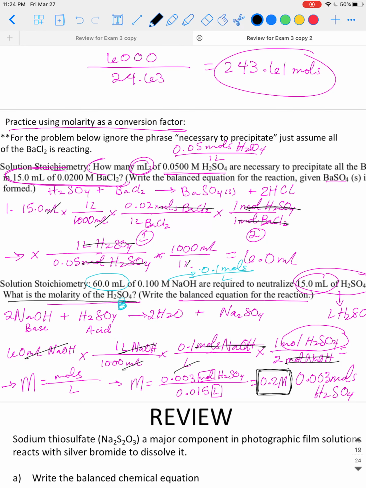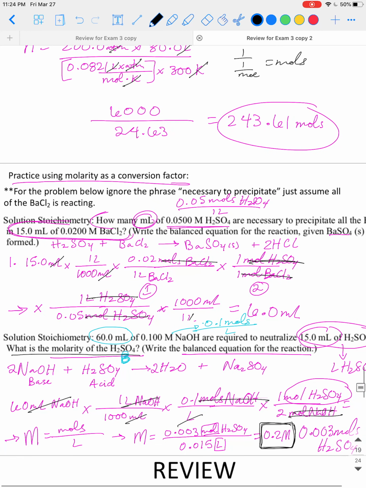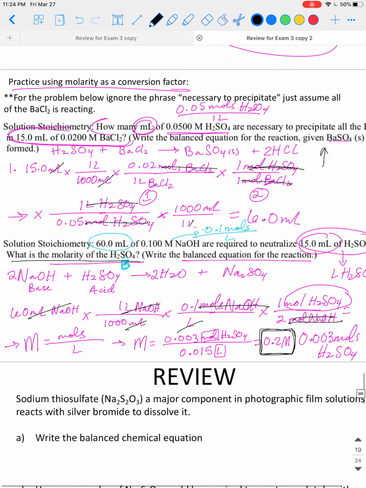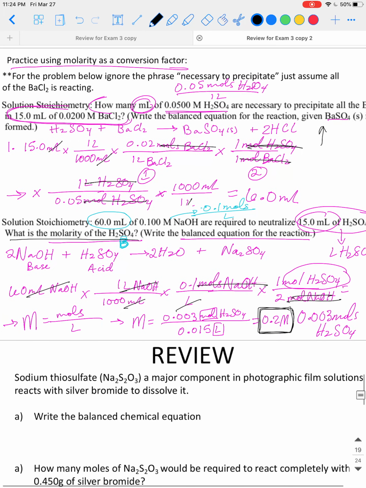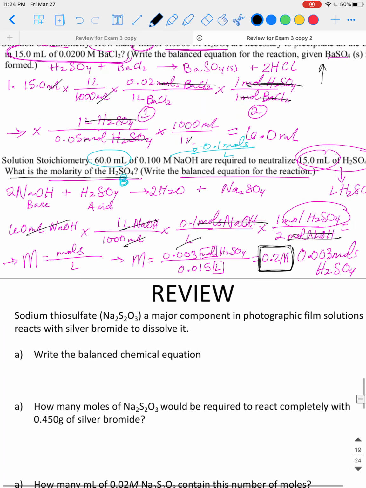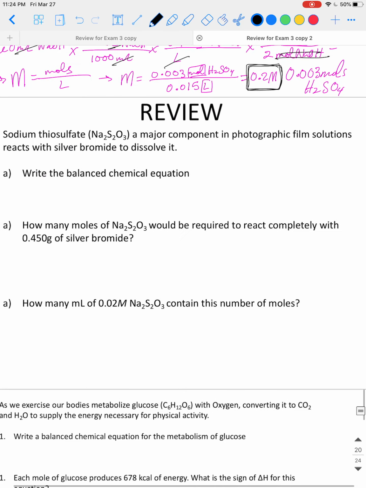Okay, so this second problem was different from the first up here. And in this problem up here, we were looking for a volume, how many milliliters. And in this problem down here, we were trying to calculate a molarity. So, I consider these to be some of the more challenging problems for exam 3. So keep that in mind as you prepare.